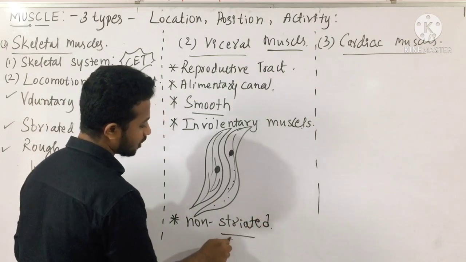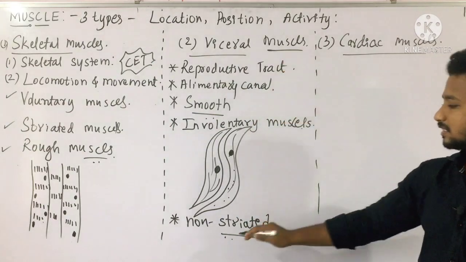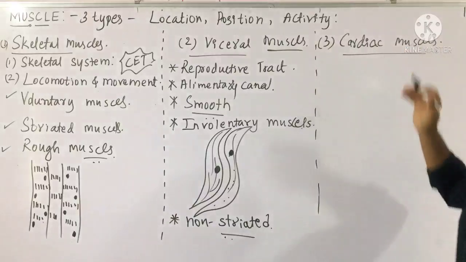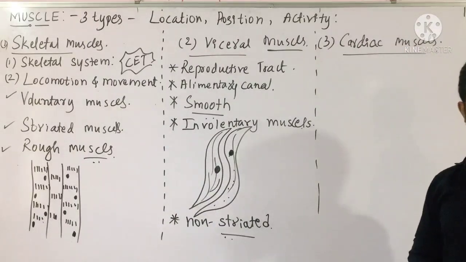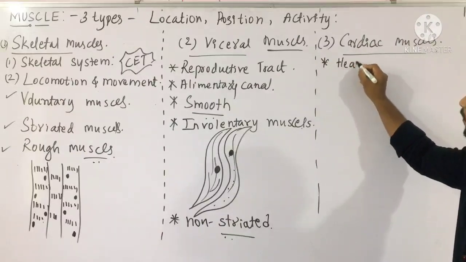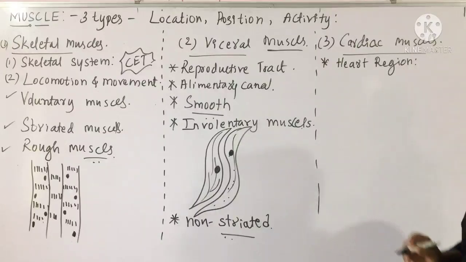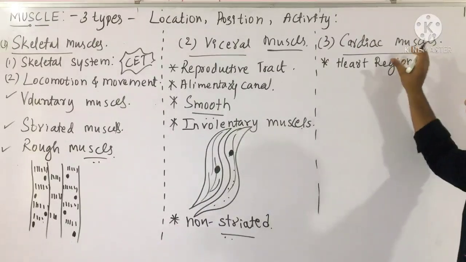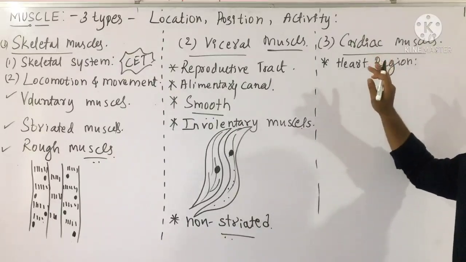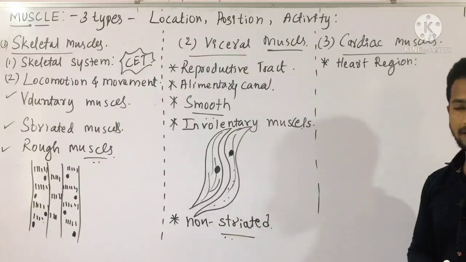Why are they called non-striated muscles? Because the stripes are absent on the surface of these visceral muscles, they are called non-striated muscles. Let us move towards the cardiac muscles. The name suggests that cardiac muscles are located in the heart region. The specialized muscles present in the visceral organ of the heart are called cardiac muscles. Nowhere else in the body are cardiac muscles present except the heart. The heart is made up of these cardiac muscles.